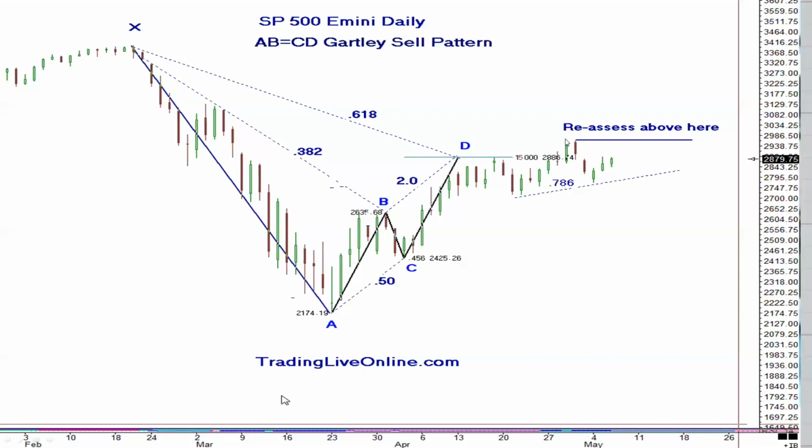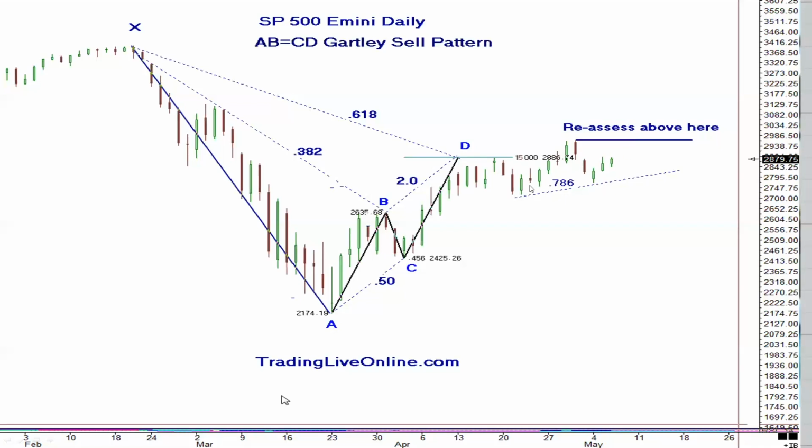I've got a trend line drawn above where it says reassess above here. And if the market comes to the upside, I want to take a look at the momentum that it does that with. We still have a lot of resistance on the upside above those levels to look at, so it's going to be important to see how it comes above that.